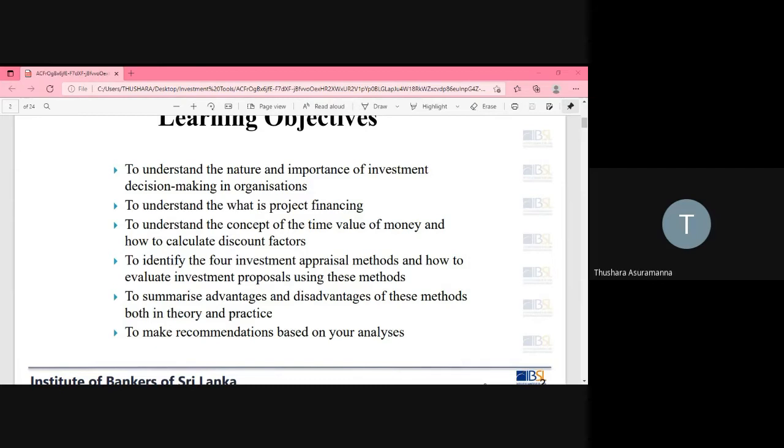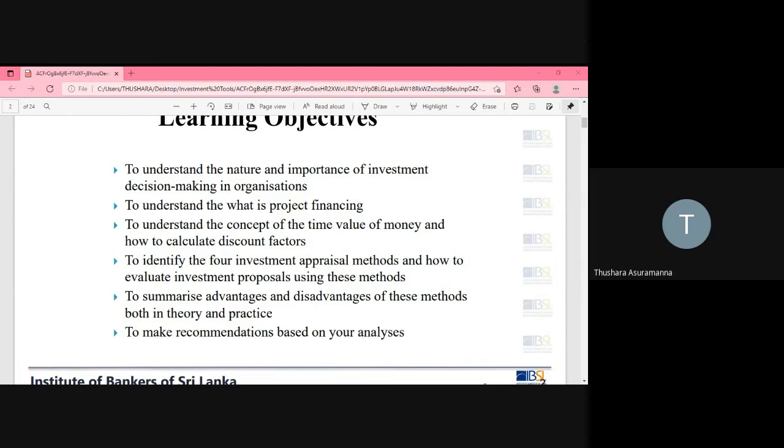The learning objectives are, basically, to understand the nature and importance of investment decision making in an organization. Why are these investment decisions important for us, and what are the features of these investment decisions in organizations in day-to-day activities? Then we try to understand what project and infrastructure financing is. That's again important for project appraisal, but here we try to understand what is project financing, investment financing, infrastructure financing.